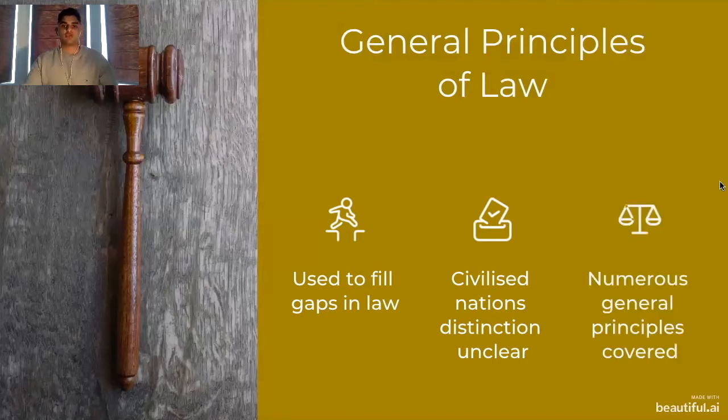And there are numerous general principles that are covered. For example, we have the double jeopardy rule, where no one person may be tried twice for the same crime. Or, for example, ignorance of the law is no defense to an act. So if you commit a crime and say that you weren't aware that this was a crime under law, then that's no defense. There are a number of different principles that you can apply.